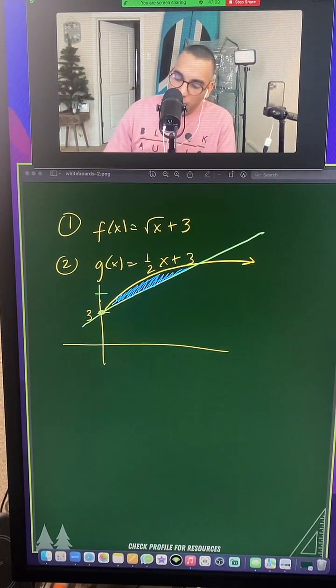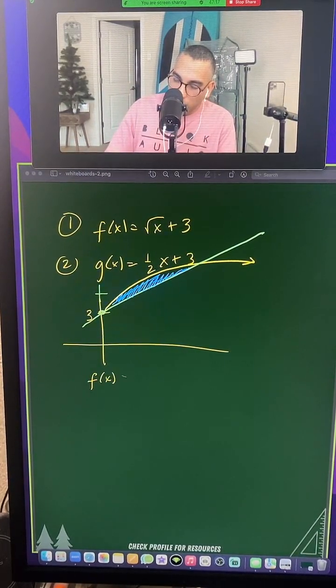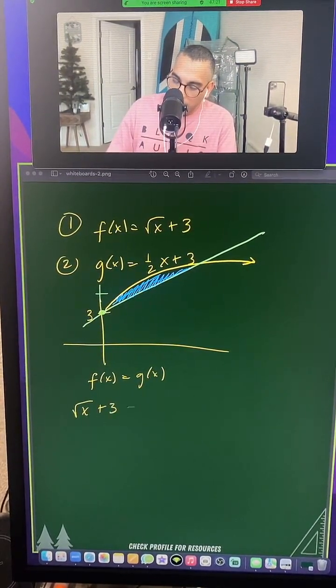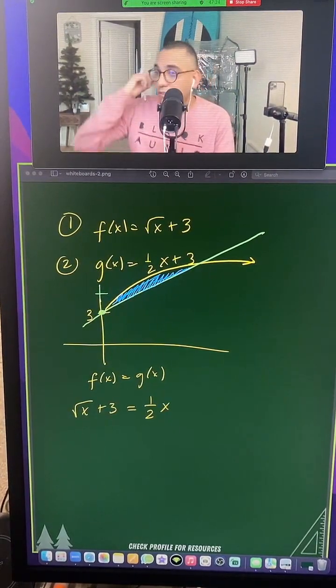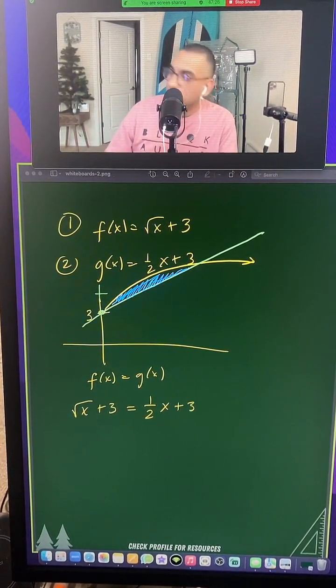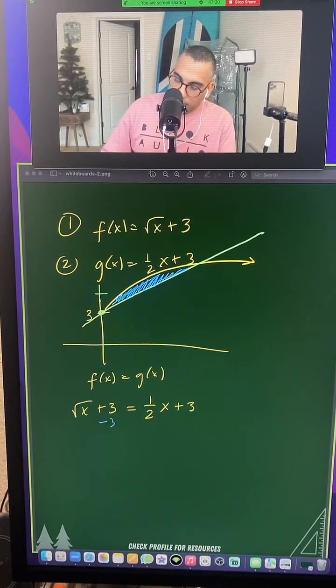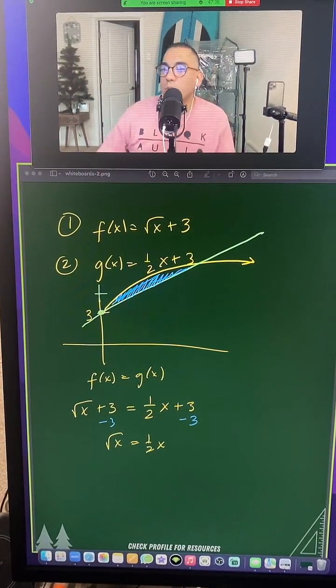So let's go ahead and find when these are equal to each other. I'm pretty sure we all know they're going to intersect at x equals 0. We will see that soon. But again, set the equations equal to each other. So f of x is equal to g of x. Now we have root x plus 3 is equal to 1/2 x plus 3. The 3's are going to cancel out, so I'm left with root x is equal to 1/2 x. How do I solve this, guys? What should be my next step?